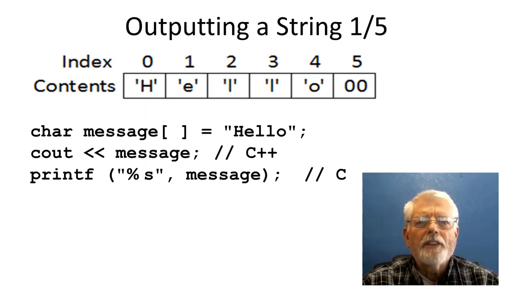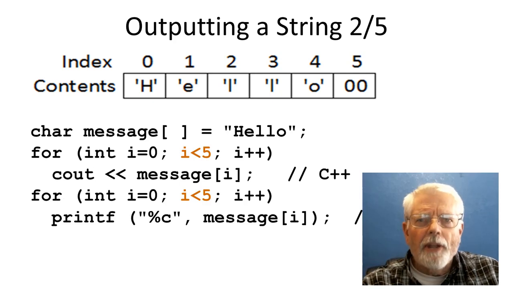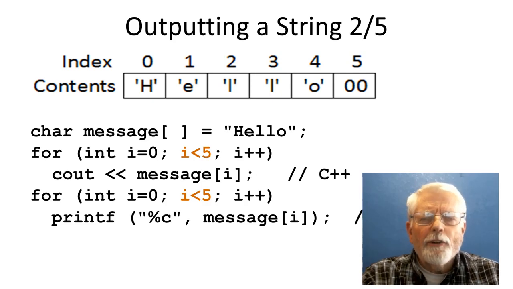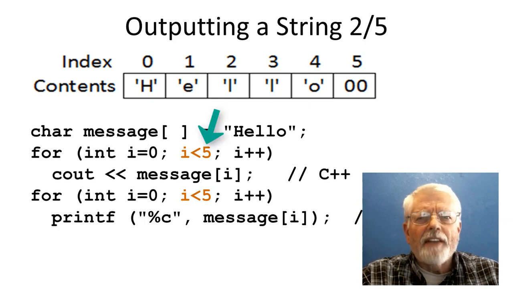Here are several ways to output a string to the display. The easiest in C++ is with a cout statement. In C, we can use a printf statement with the %s in the format string. A for loop can also be used to output the characters one at a time. The loop assumes that the size of the string is 5 characters.